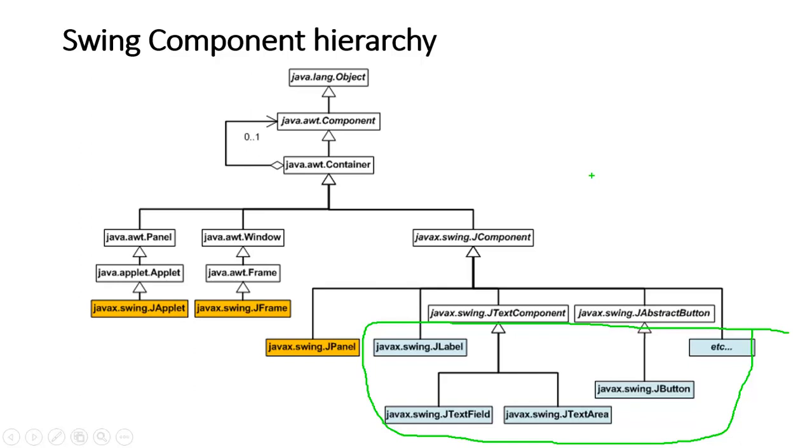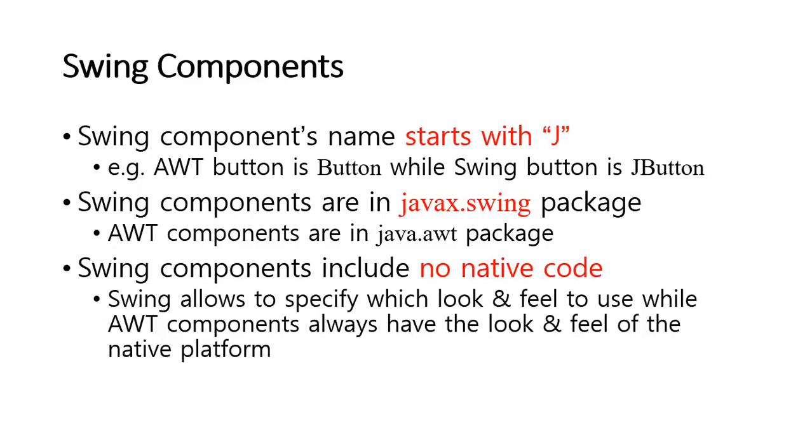And one other thing you will notice is, as already told to you, all the containers, all the components, the starting is J. So we are all familiar with these things. So let's go ahead with the next part. Swing components start with the letter J. So JButton, JTextArea, and so on and so forth. And the other one is Swing. The package name is javax. So that is the extension. Whereas for the AWT, the package is java.awt.